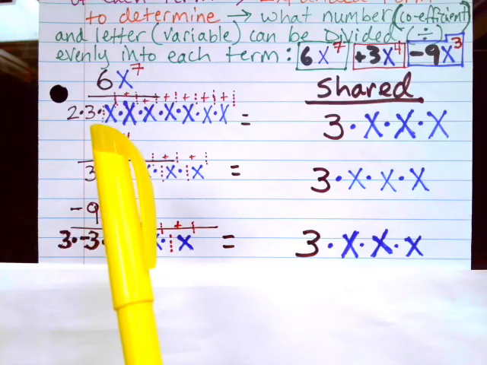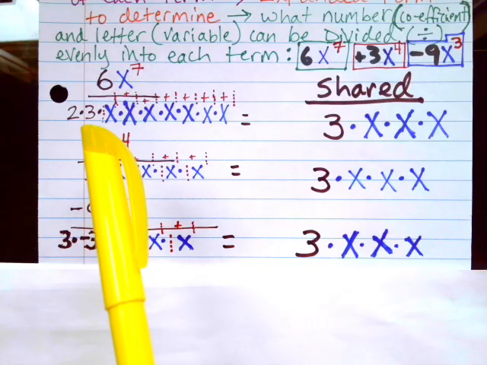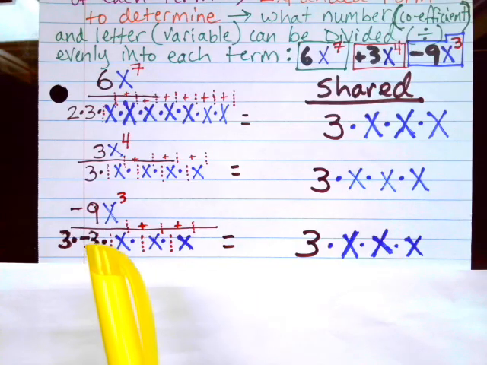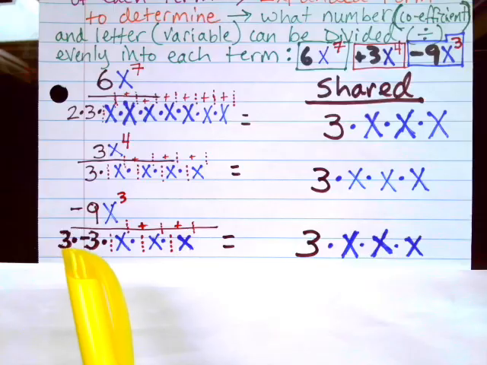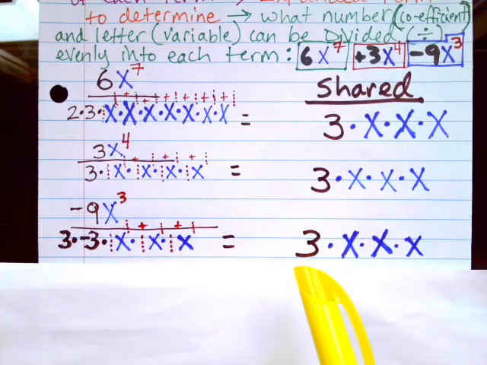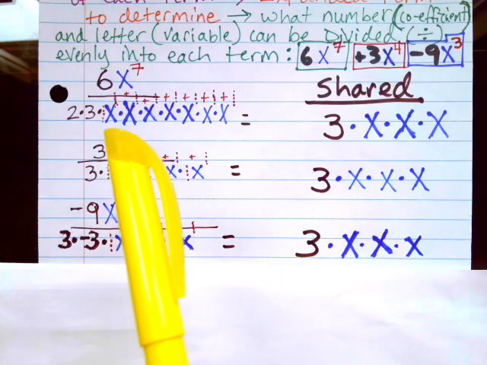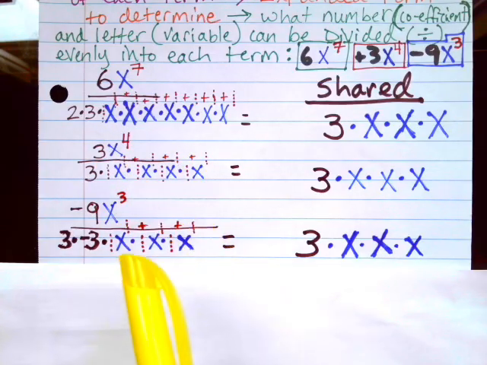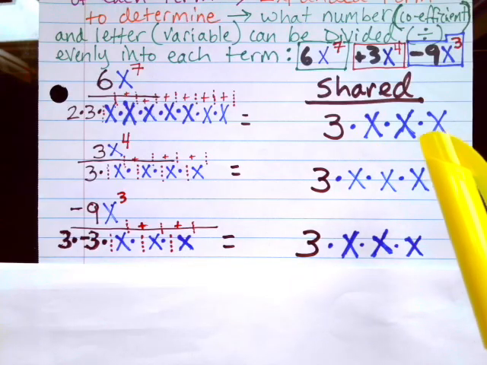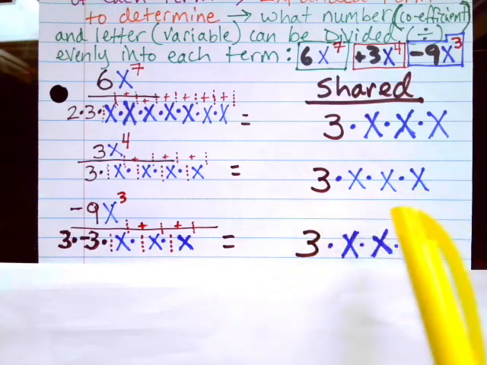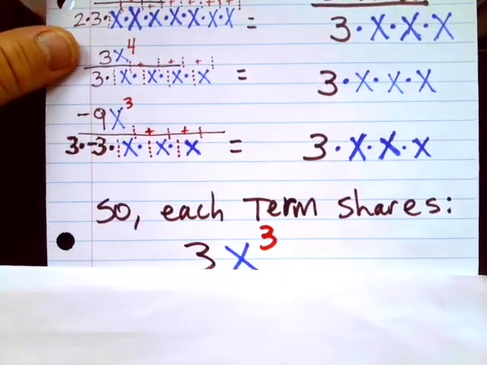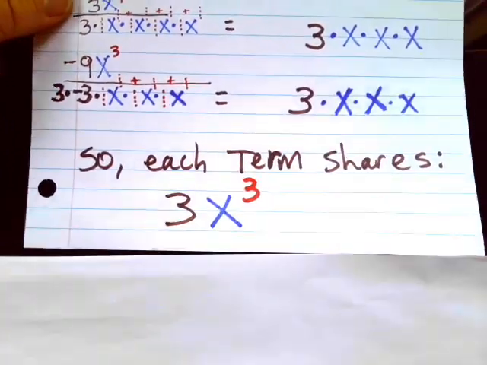What do each of these terms share? Well, this first term, 6x to the 7th power, has a 3. The next term, 3x to the 4th power, has a 3. And the negative 9x cubed has a 3. So I'm going to put over to the right what they share. They each share 3 and at least 3 x values. So 3 times x times x times x is that 3x cubed value that they all share.